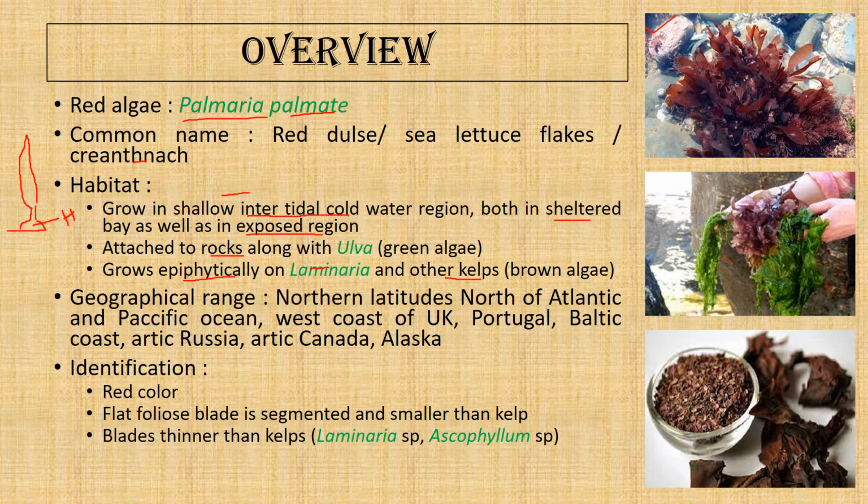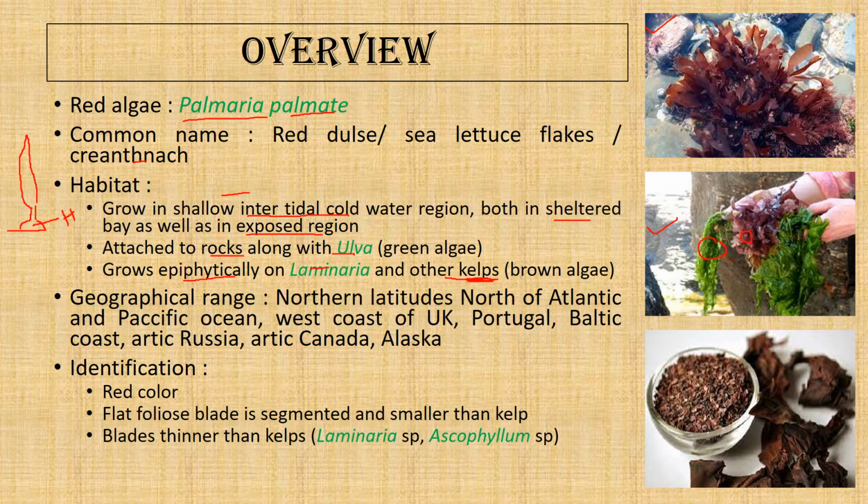So when they grow, they are found growing along with the green algae Ulva. Here in this picture, this is the Ulva, and here is our algae Palmaria palmata. So it is found growing along with Ulva. Also, it is found growing epiphytically on kelps such as Ascophyllum or Laminaria. Ascophyllum and Laminaria both are brown algae, and in fact kelps are brown algae. So this is the habitat of Palmaria palmata or dulse.